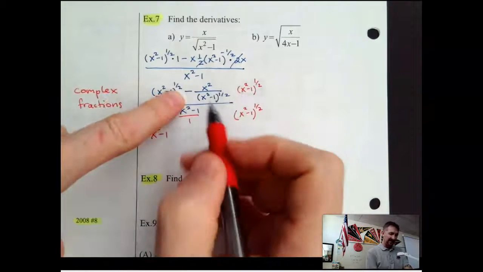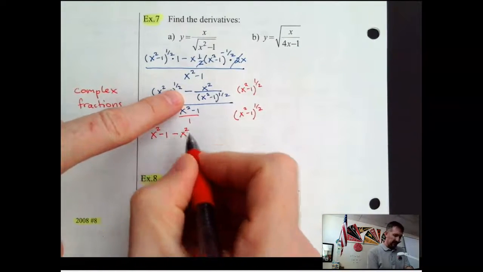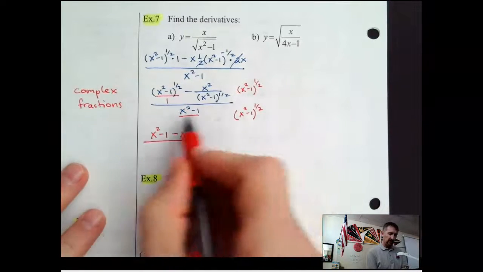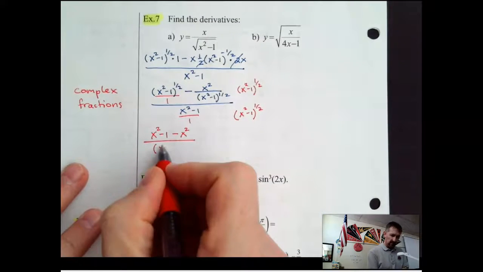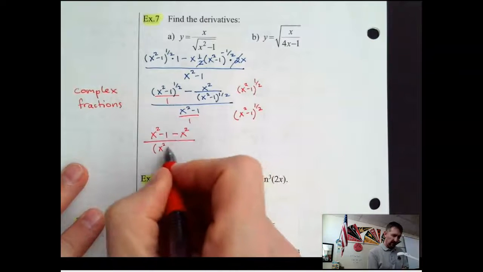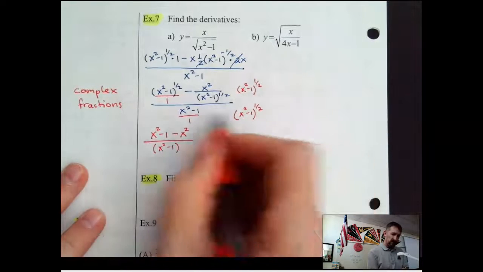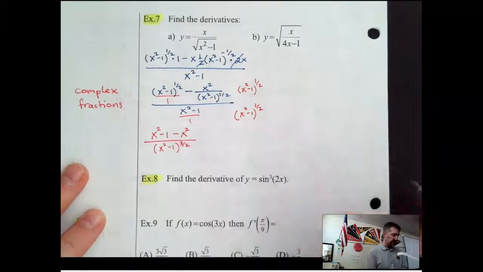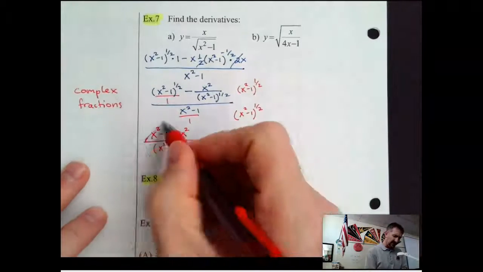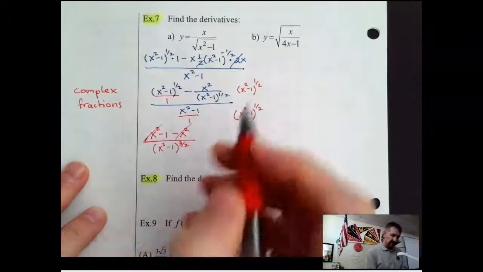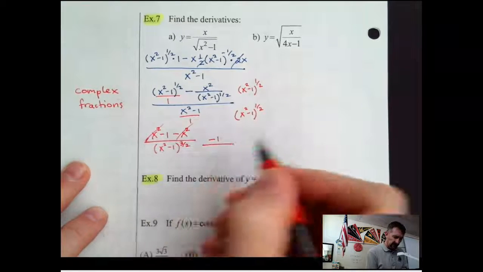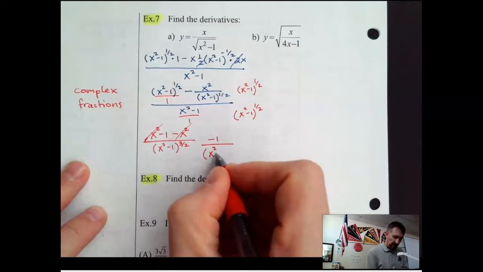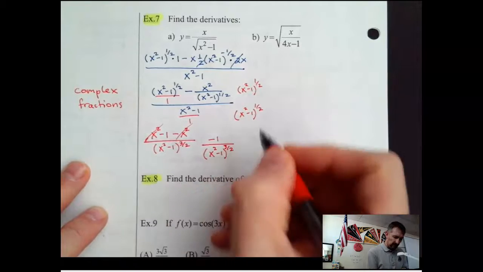Here, when I multiply, that cancels. So I'm going to get minus x squared. Here, these are the same base. So it looks a little odd. It's going to be x squared minus 1 to the 3/2. And those x squareds are going to cancel. Don't lose track of that negative. So that's going to be negative 1 over x squared minus 1 to the 3/2.